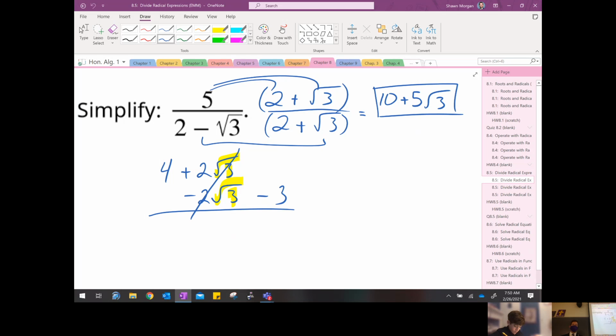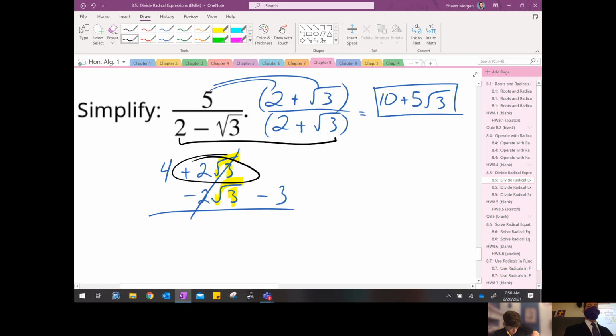They're not opposites. They're conjugates. So when we do the outer 2, we get a positive 2 square root of 3. And then when we do the inner 2, we get a negative 2 square root of 3. And the OI cancels out.